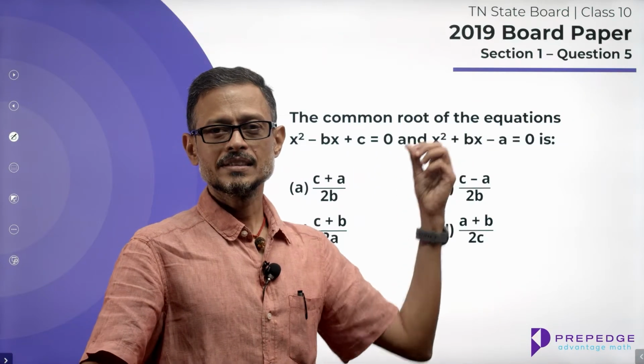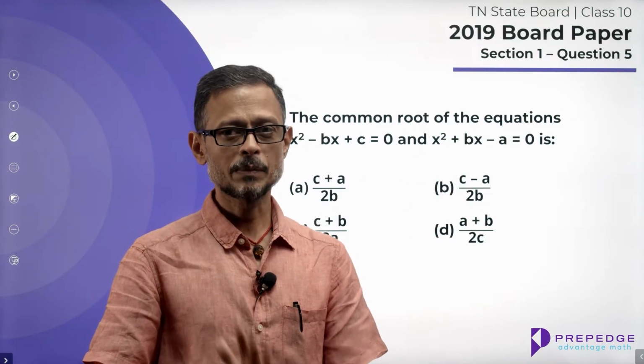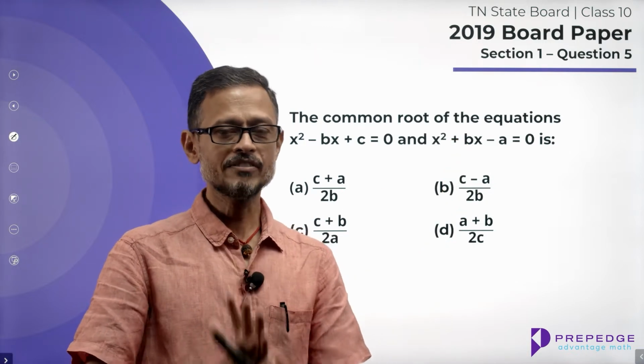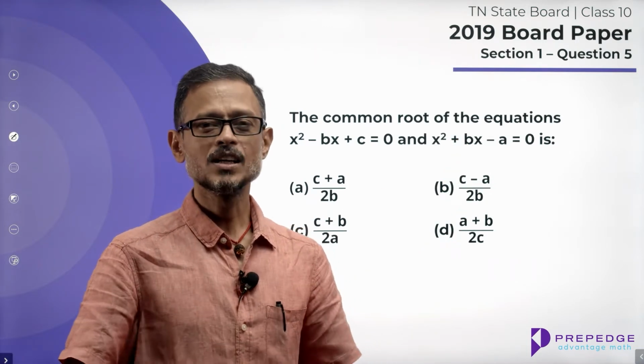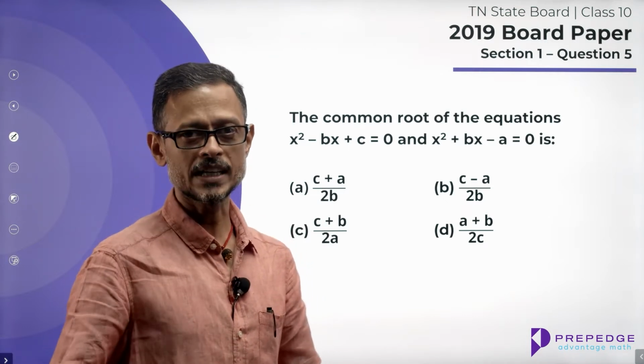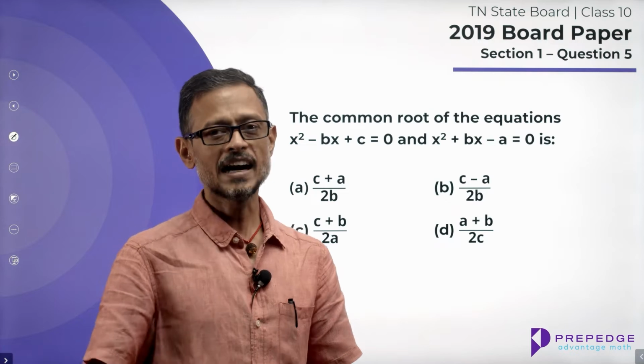Tamilnadu State Board Class 10 Board Examination Question Paper Video Solutions, 2019 paper, Math paper பார்க்குறோம். Looking at question number 5, it's a 1 mark question from Algebra. Quadratic equations is a concept. அதுக்குள்ள ஸ்பெசிஃபிக்காக காமன் ரூட்ஸ் இருக்கிற மாதிரி 2 quadratic equations கொடுத்து அந்த காமன் ரூட்டோட வேல்யூ என்னன்னு கேட்டிருக்காங்க.